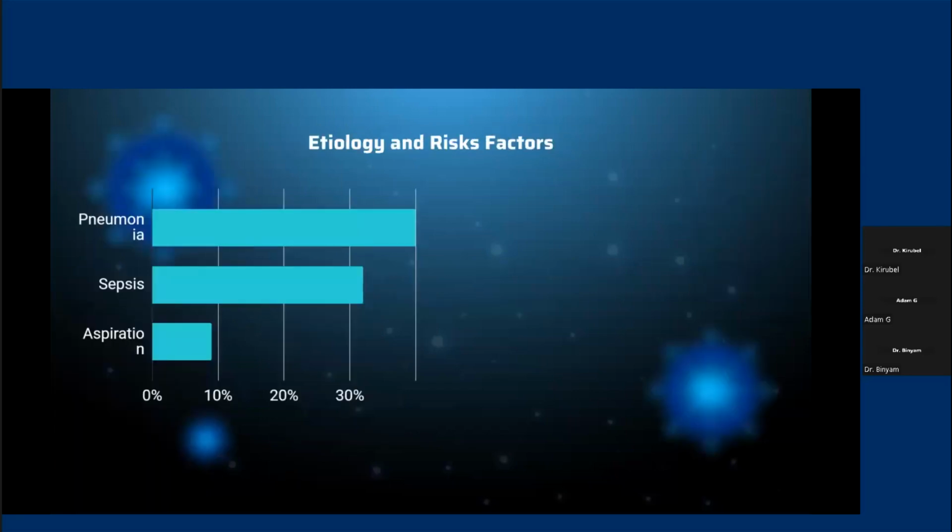Coming to the etiology and risk factors of ARDS, from the overall causes, including primary and secondary ARDS, pneumonia is the commonest one. Up to 40% of the time, pneumonia is the cause. The next ones are sepsis and aspiration. But if we talk only about secondary causes, sepsis will be the commonest cause of ARDS.